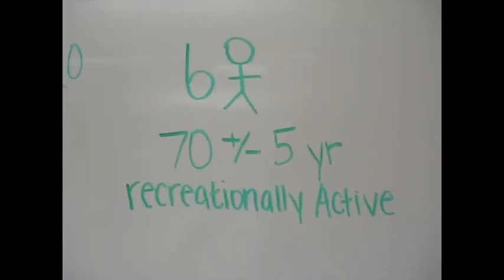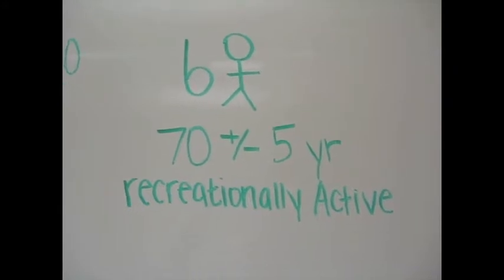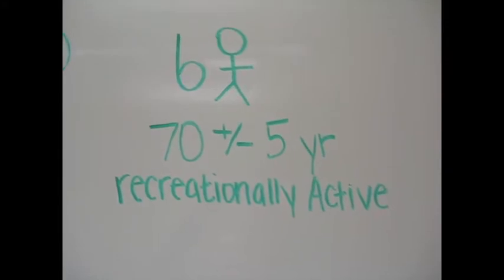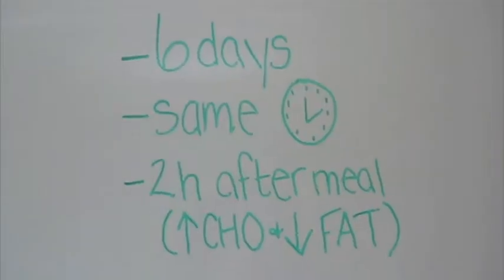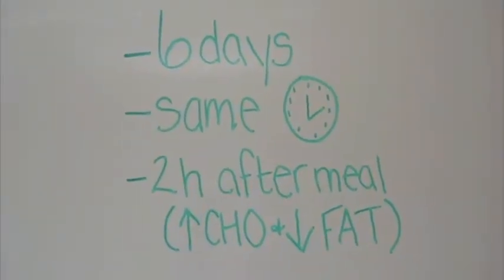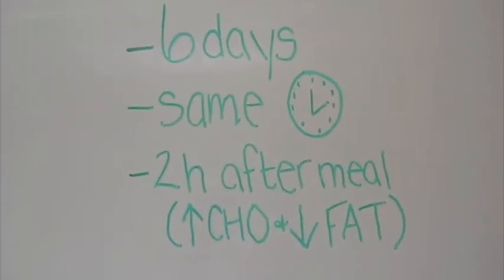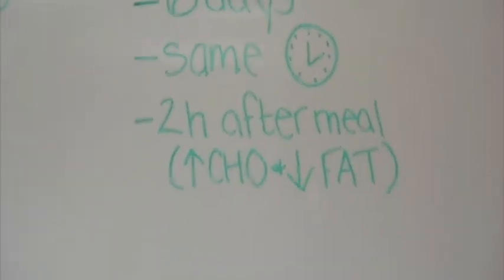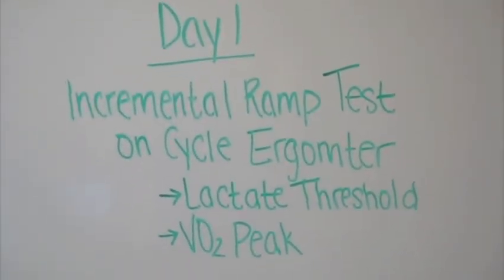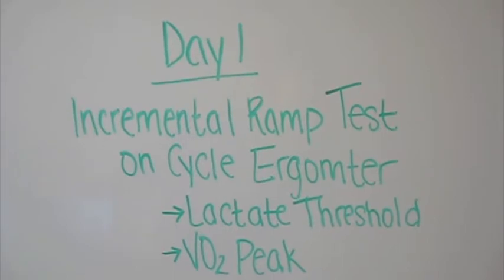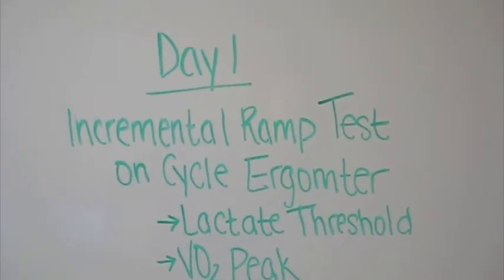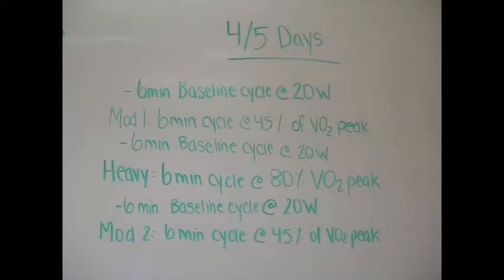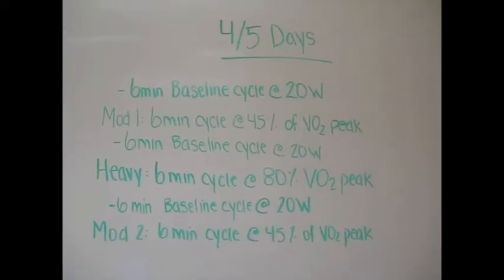Participants in the study were 6 older healthy male adults, aged 70 plus or minus 5 years, who were recreationally active but not involved in specific training. Participants came to the lab on 6 separate occasions at the same time of day, 2 hours after a high carbohydrate and low fat meal. Day 1 consisted of an initial incremental ramp test on a cycle ergometer to determine each participant's lactate threshold and VO2 peak.